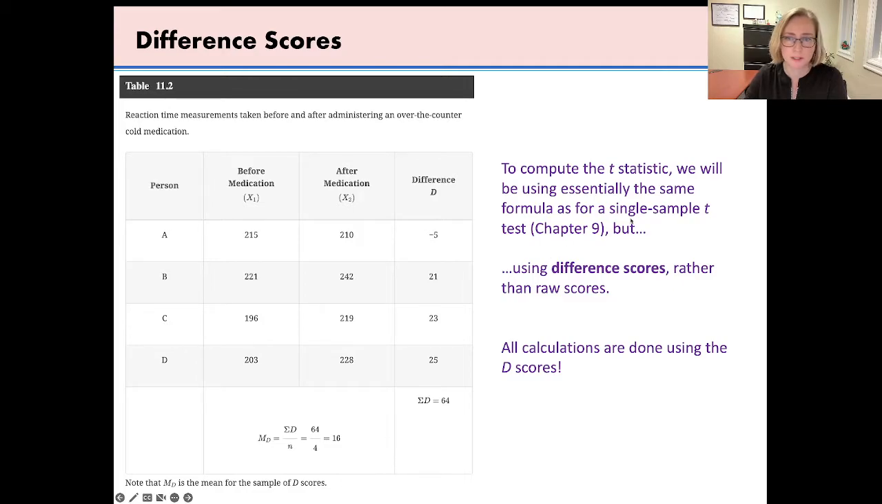So the formula is going to be the same as chapter 9, which was the single sample t-test. That's why I'm saying this chapter is going to end up being rather short and not a lot of new conceptual parts, except for knowing how to treat your data. Is it within? Is it between? Can you do a single sample? There'll be a few things at the end that I mentioned, differences between within and between. But everything we're going to be using are difference scores, not raw scores. So all calculations have to be done with these difference scores.